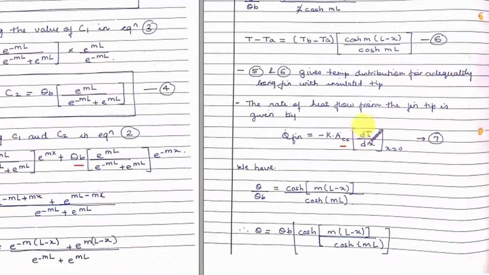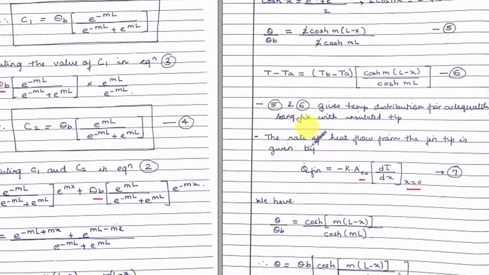This is the cross sectional area divided by dT by dx, right? So at x is equal to 0, we are supposed to find out the value of dT by dx. So we will differentiate this equation number 6. The differentiation is a little bit lengthy but very simple.